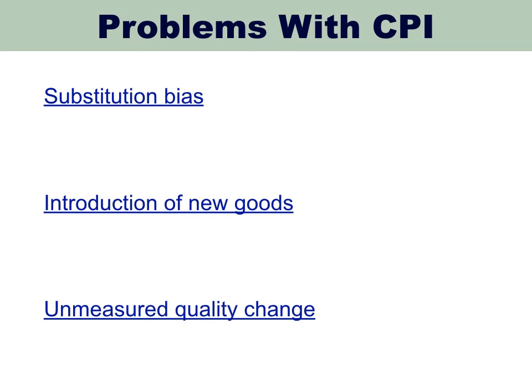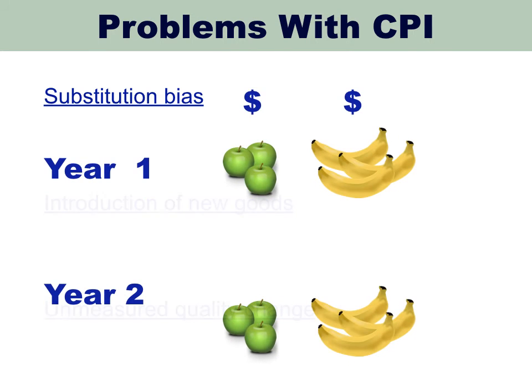Now, there are some problems with the CPI. A lot of it arises from the fact that it is a constant basket. So we have three problems that we need to deal with. The first one is called a substitution bias. In our first year, imagine that we have prices for apples and bananas. And because of this, we're going to have 3 apples and 3 bananas in our basket. So this volume, or amount of the goods, is essentially telling us our basket size.